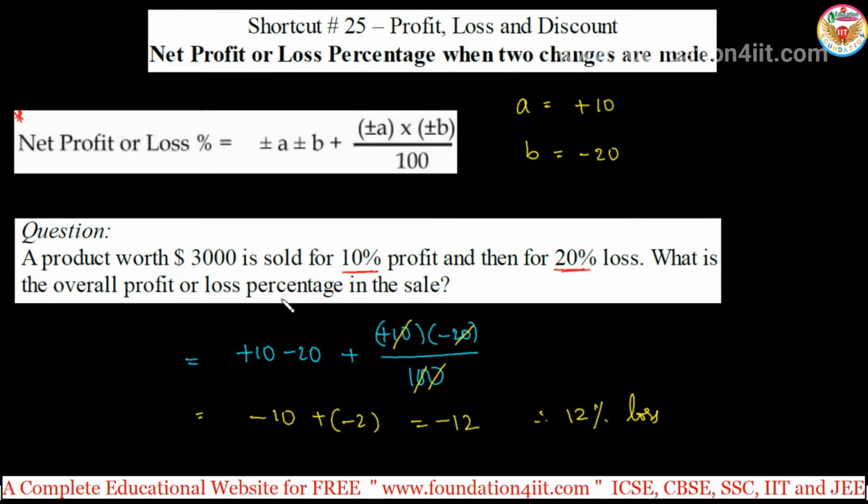To find out the net profit or net loss when two changes are made in this concept, we apply this formula. Let us see if it is more than 2. According to this problem, the overall result was negative, so it is an overall loss percentage. If it is more than 2, we'll see now.